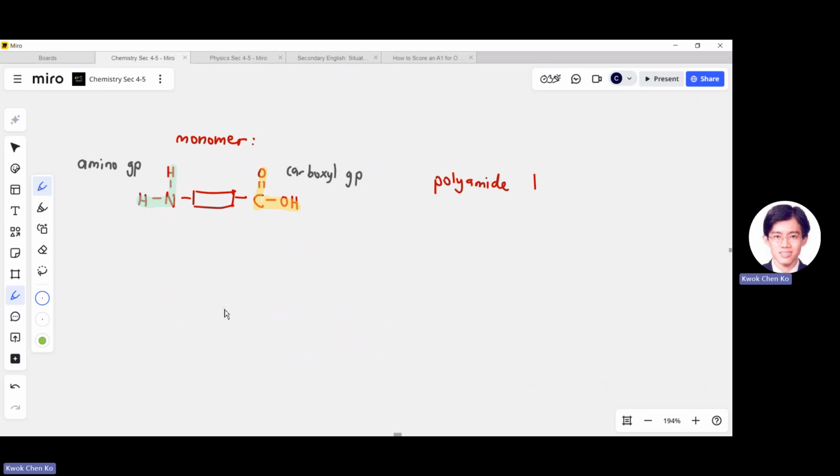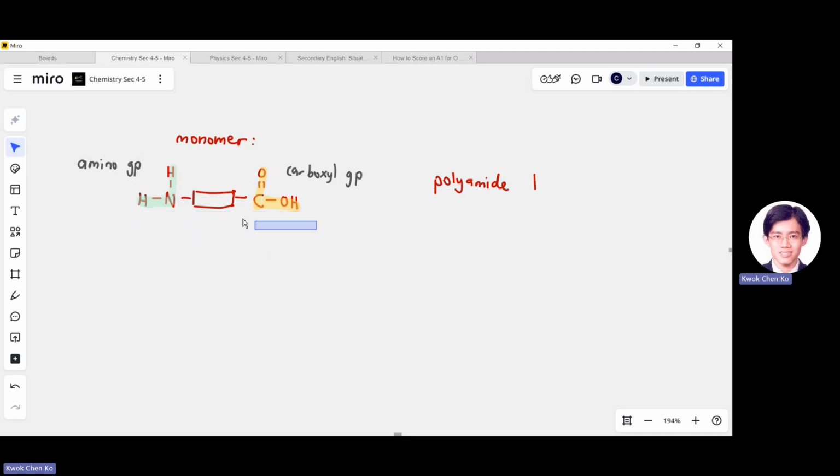Now, of course, if you do bio, you should recognize the name amino. And by the way, no need to know, unless you're doing bio, this whole thingy is called an amino acid. So I don't think this will come up for chemistry. Okay, but let's continue.